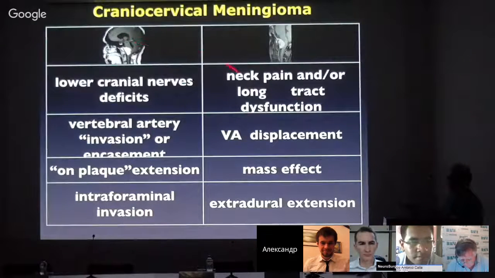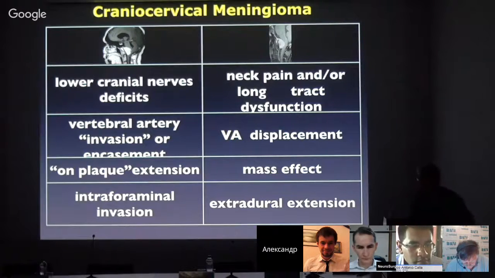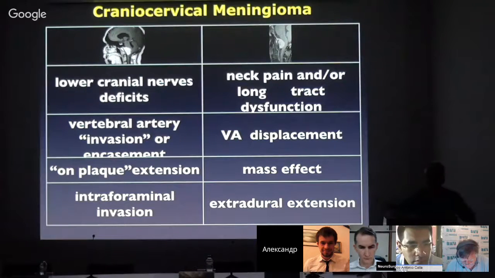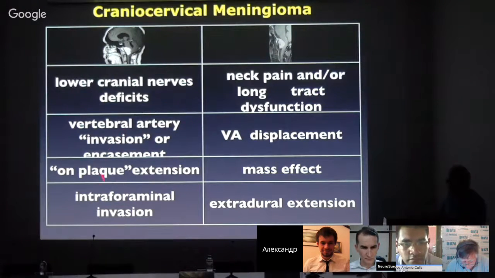What's the difference between them? This here is coming from the cranium, okay? The patient has low cranial nerve deficit. The tumor invades or encases the vertebral artery. The tumor can have dural extension, and the tumor can go inside the jugular foramen. This kind of tumor is more difficult to remove.